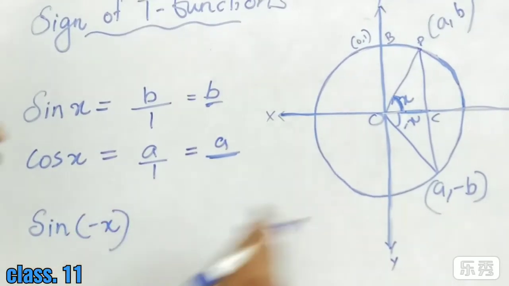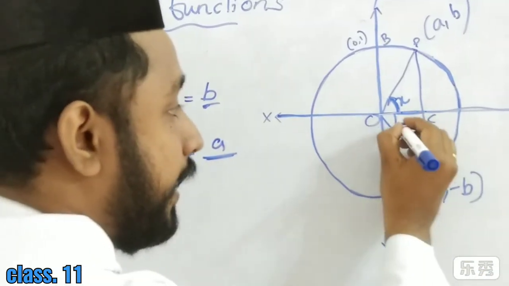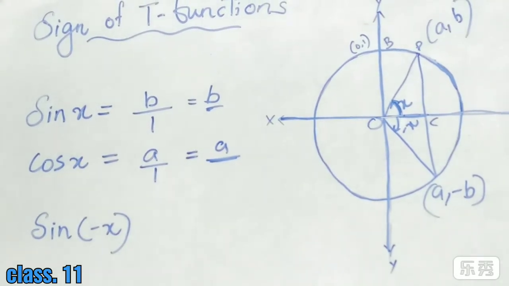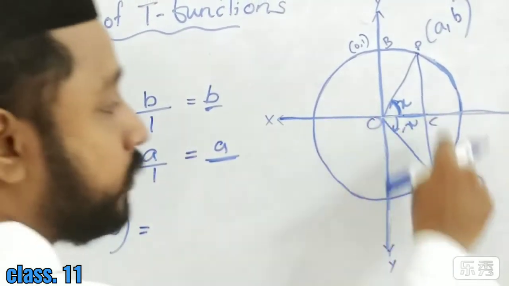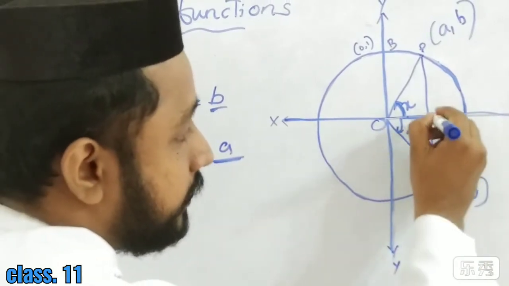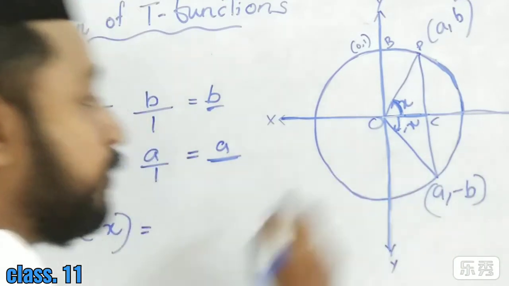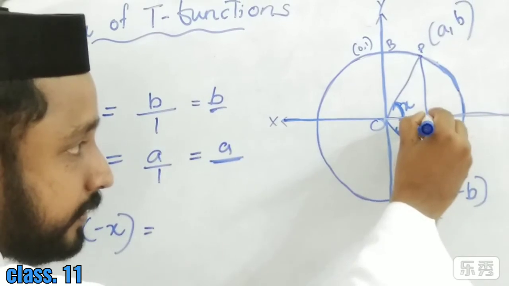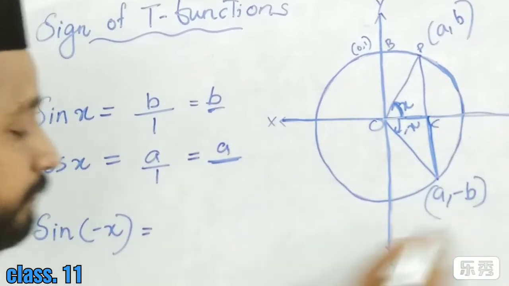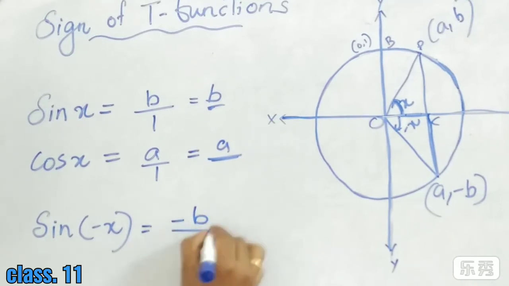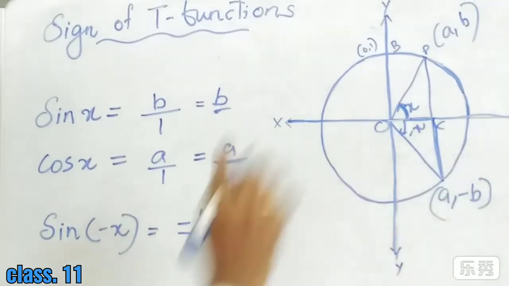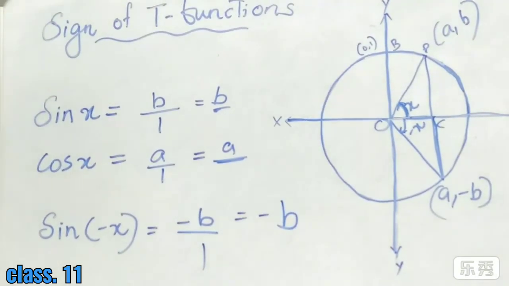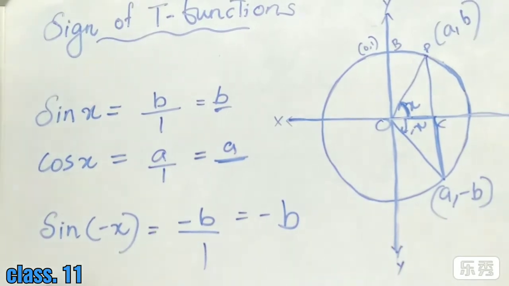What about sin minus x? Now considering this portion, this is the angle in this direction, minus x. This is the opposite side and this is the hypotenuse. The opposite side length is the second coordinate with a minus sign, so we get minus B by hypotenuse. The hypotenuse is 1 as it is the unit circle. So minus B by 1 is equal to minus B. So sin minus x is equal to minus B. What about cos of minus x?